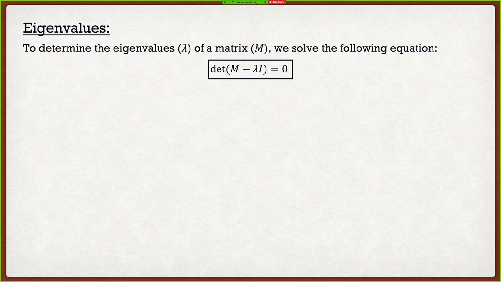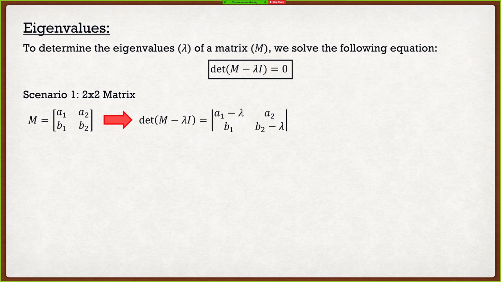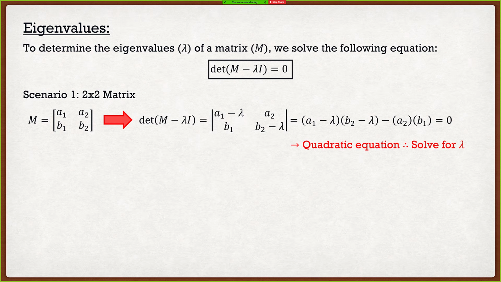So again, just like before, we basically have two scenarios that are practical. First one, a 2 by 2 matrix, 2D. We have a matrix A1, A2, as well as B1 and B2. Well, if we go to our equation, the determinant of M minus lambda I, we see that this is the determinant of A1 minus lambda, A2, B1, and B2 minus lambda. Now we know how to take the determinant of this, so we get this equation here. And the key here is this equation is equal to 0. So if we look at the end here, we basically just have a quadratic equation. Therefore, we can solve for the eigenvalues. And if it's a quadratic equation, there are going to be two eigenvalues here.